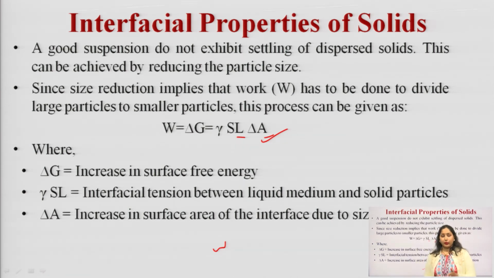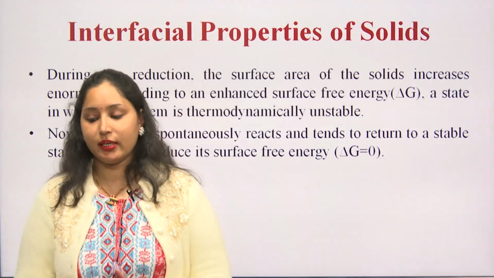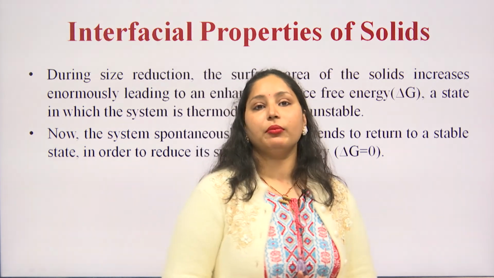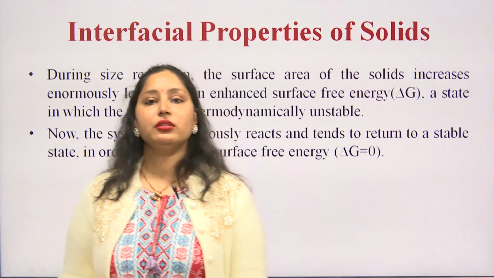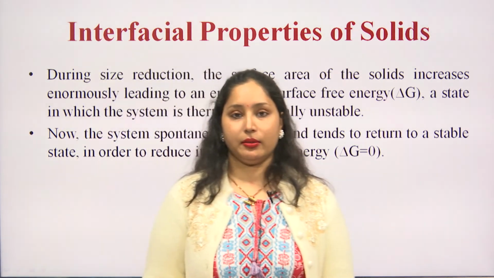So, work needs to be done on the system to convert the larger particle into the smaller particle, which is given by the following equation, where delta G is the increase in surface free energy, gamma SL is the interfacial tension between the liquid medium and solid particle, and delta A is the increase in surface area of the interface due to size reduction. During size reduction, the surface area of the solid increases enormously, leading to an enhanced surface free energy, a state in which the system is thermodynamically unstable.